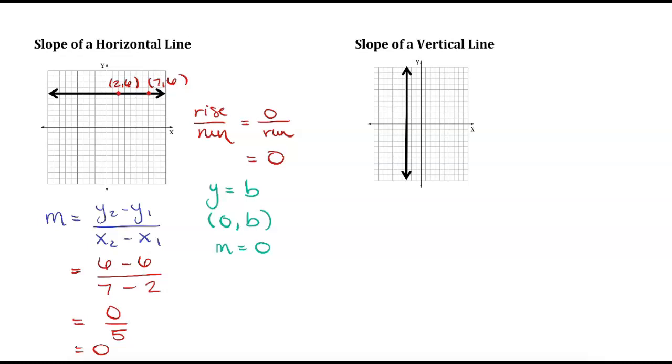Now let's talk about vertical lines. Again, I'll just choose 2 points. This time I have -3, +2, and -3, 5. Let's calculate the slope between these 2 points.